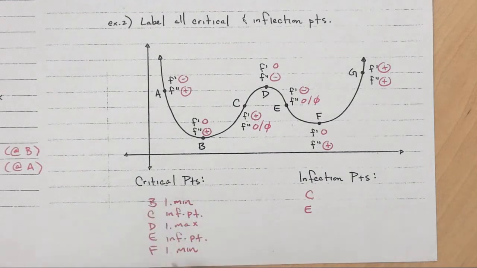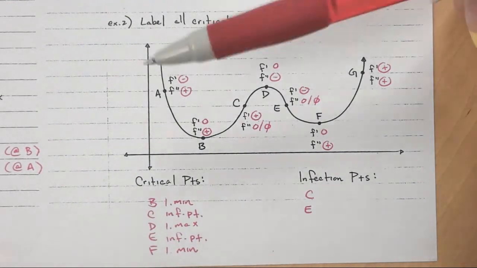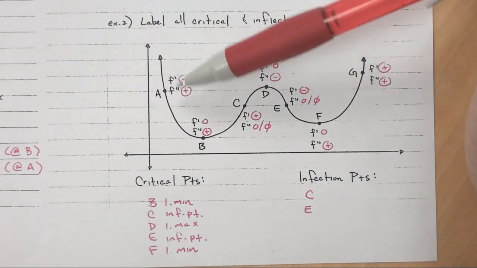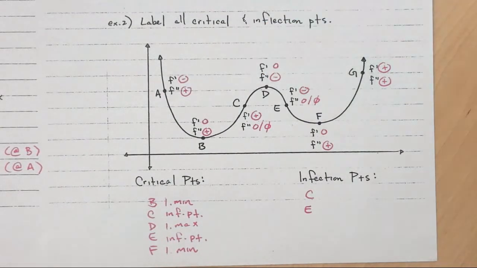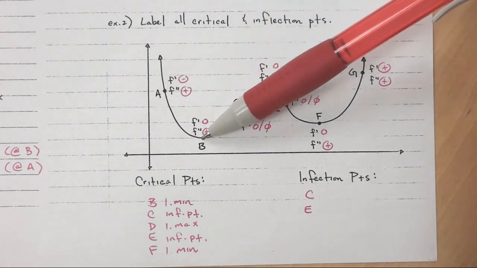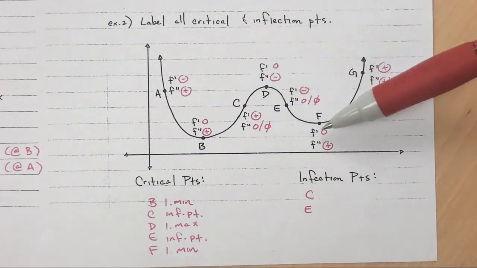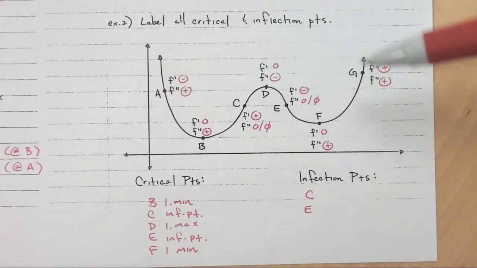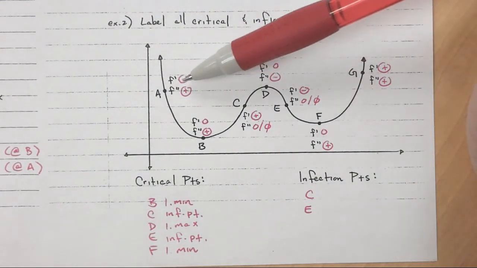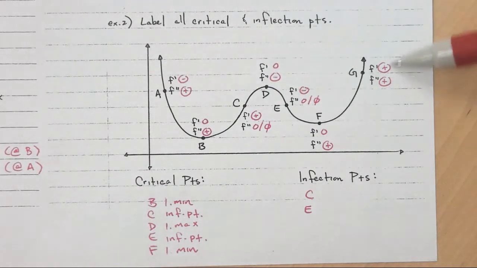And then your critical points. So I listed my critical points. My critical points are going to be when f prime or f double prime is zero or undefined. So it's going to be right here, and right here, right here, right here, right here. So everything except for a and g, because those f primes are not zero or undefined.